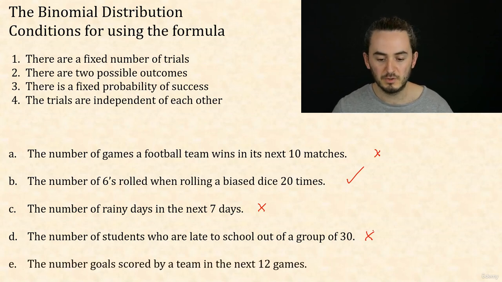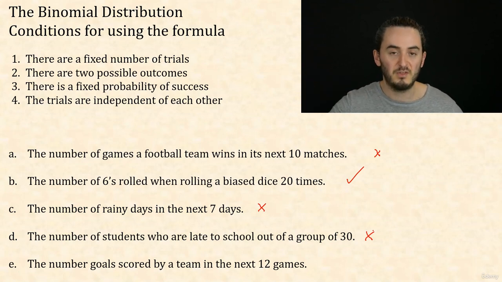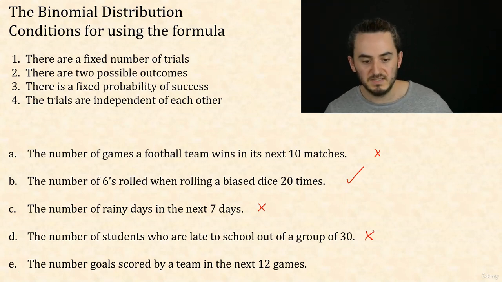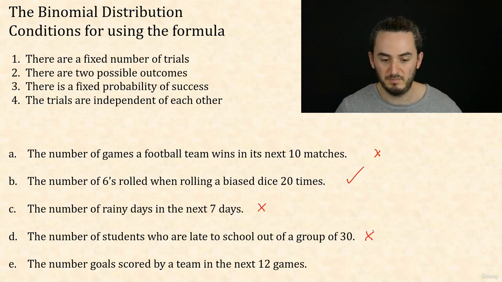Finally, the number of goals scored by a team in the next 12 games. What do you think? Can we use binomial there? So definitely not. There are a fixed number of trials, 12, but there aren't 2 possible outcomes because it's not win or lose or score or don't score. It's the number of goals, and you could score 0 or 1 or 2 or 3 or 4 or anything. So there's not only 2 possible outcomes. Even if the probability of success is the same and the trials are independent, there's no way to use binomial here because there aren't only 2 possible outcomes. So it's definitely not binomial.